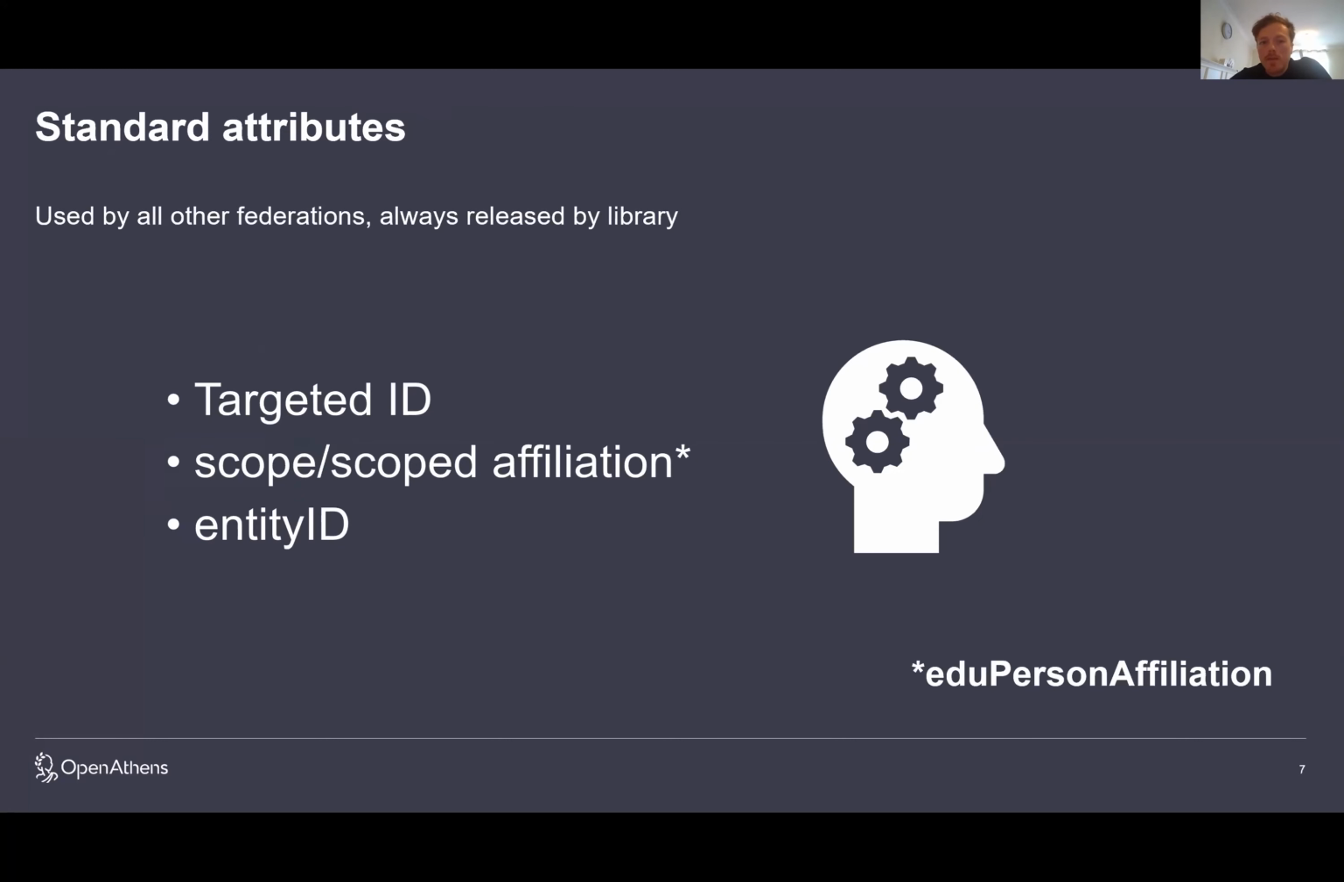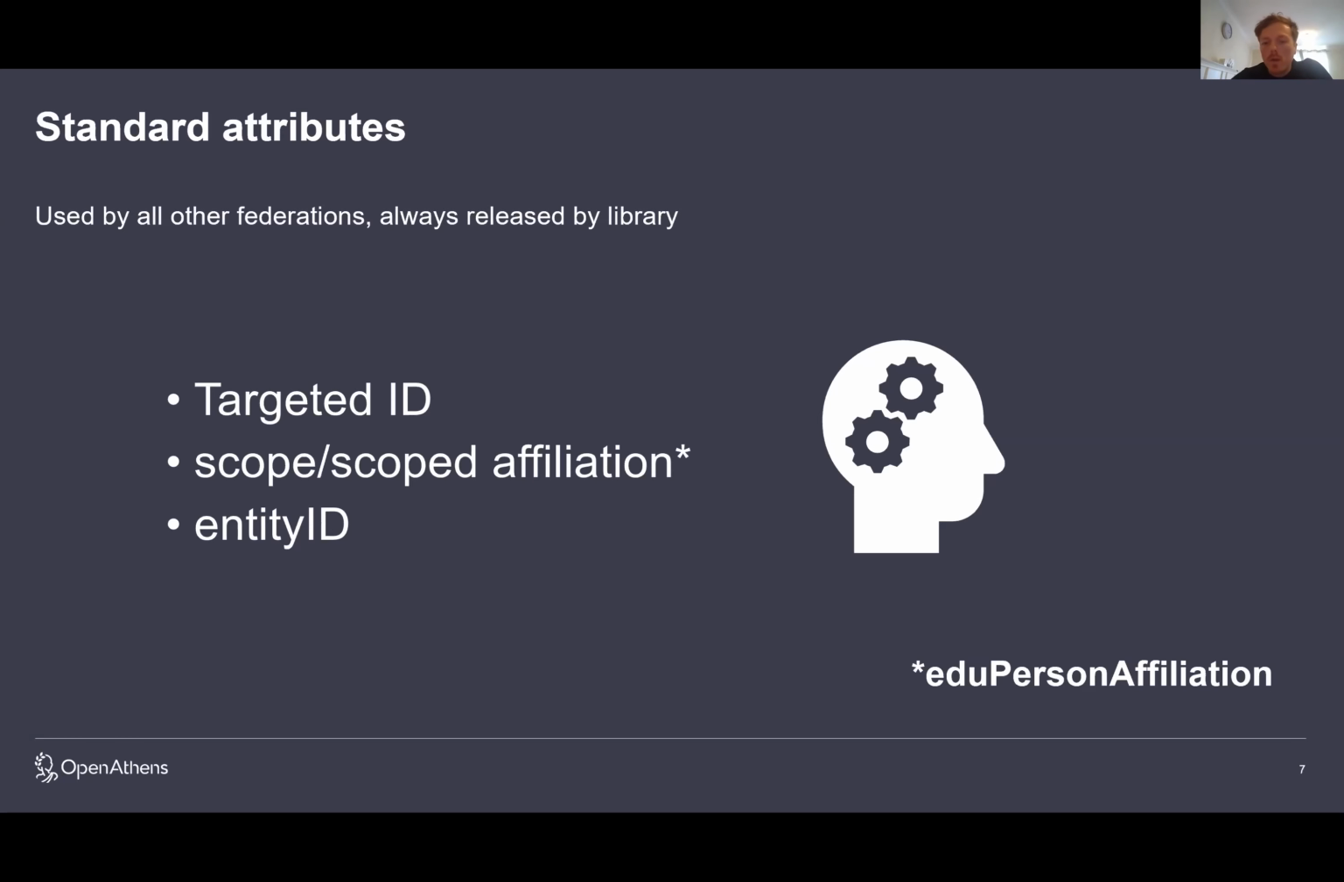So these are the standard attributes defined by OpenAthens. And by standards, I mean, these will always be released by a user when they log into your platform. So again, standardizing these attributes across federations provides that scalability to you as a publisher. But there are some nuances to individual federations. But overall, they operate a very similar model.